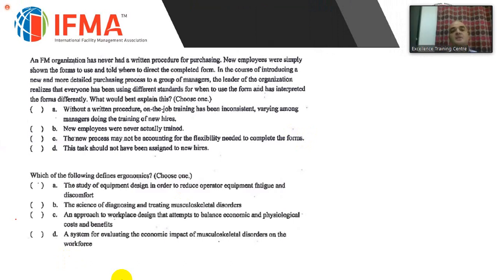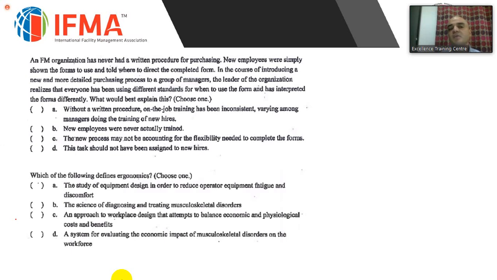An IFMA organization has never had a written procedure for purchasing. New employees were simply shown the forms to use and were told to direct the completed form. In the course of introducing a new and more detailed purchasing process, the leader of the organization realizes that everyone has been using different standards for when to use the form and has interpreted the forms differently. What would best explain this?